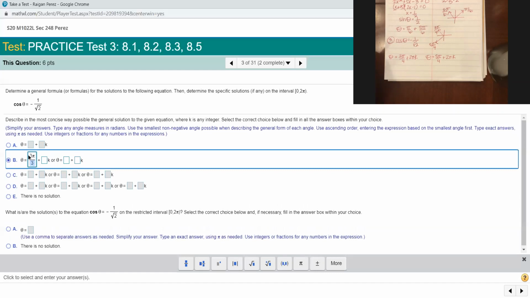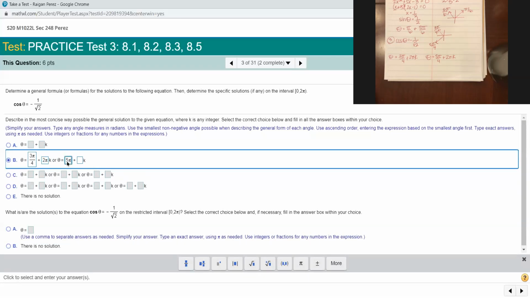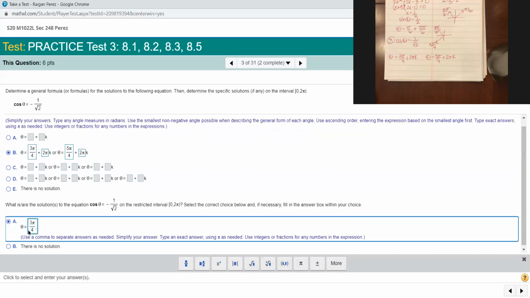3 pi over 2 pi k and 5 pi over 2 pi k. But my answers, the only two that are on the interval 2 pi are those two, 3 pi over 4, 5 pi over 4.